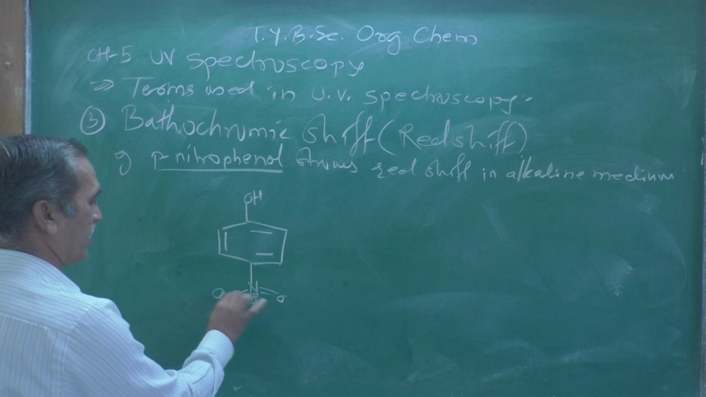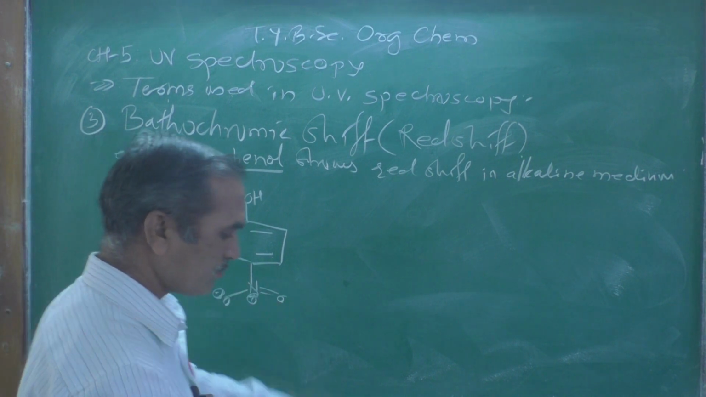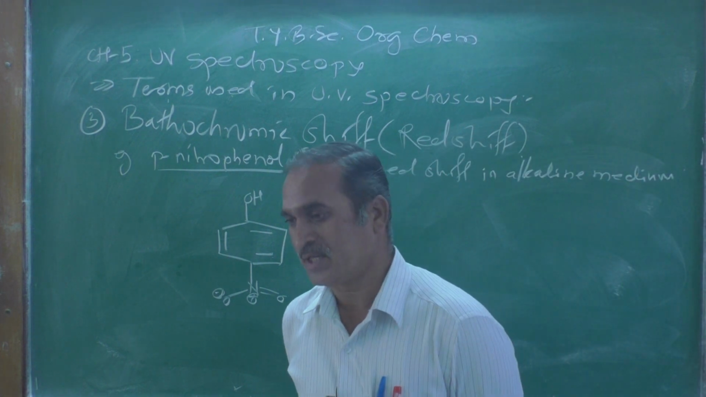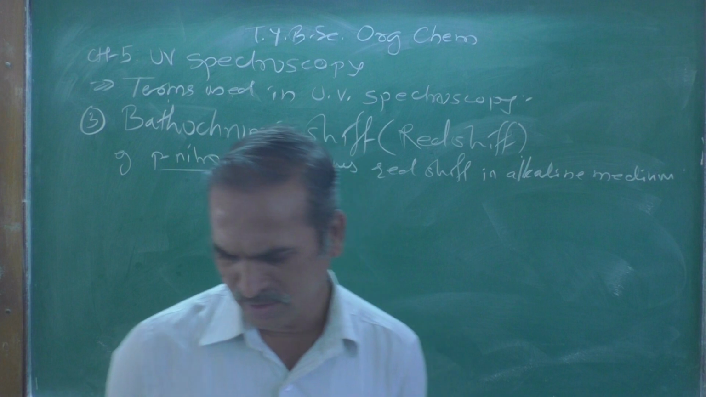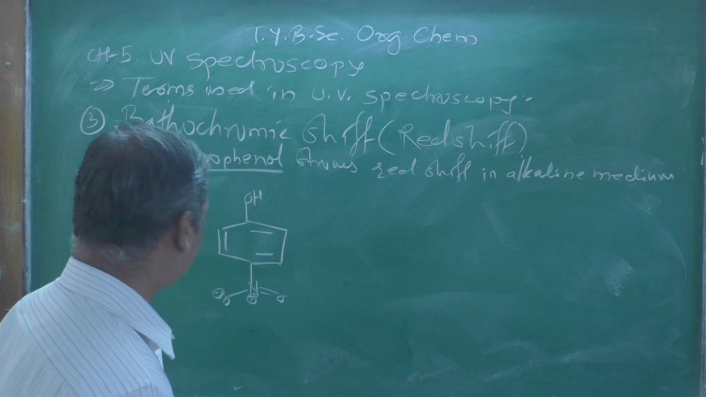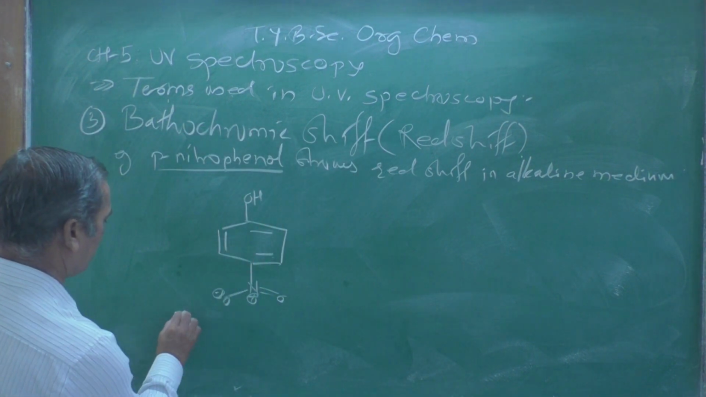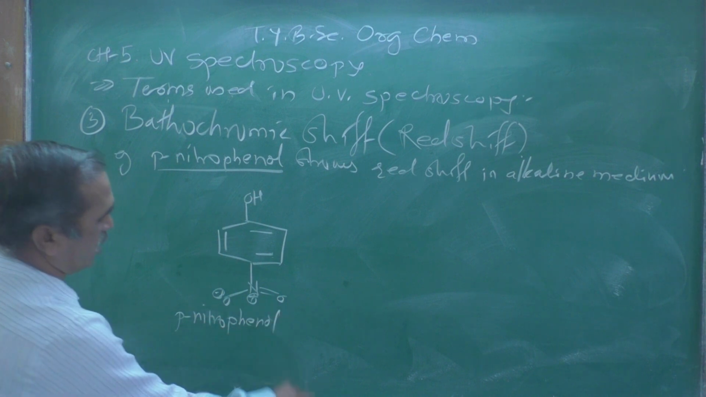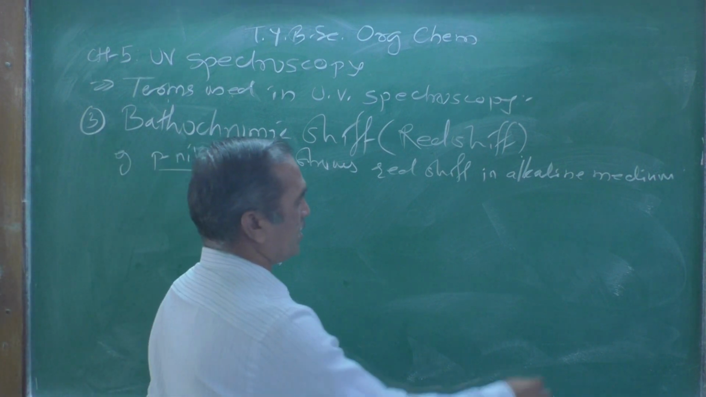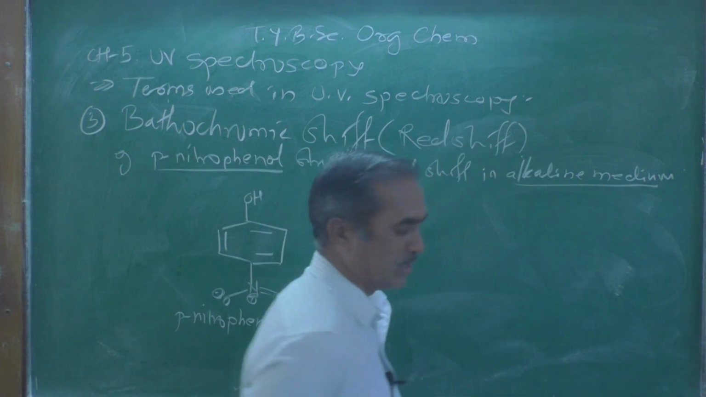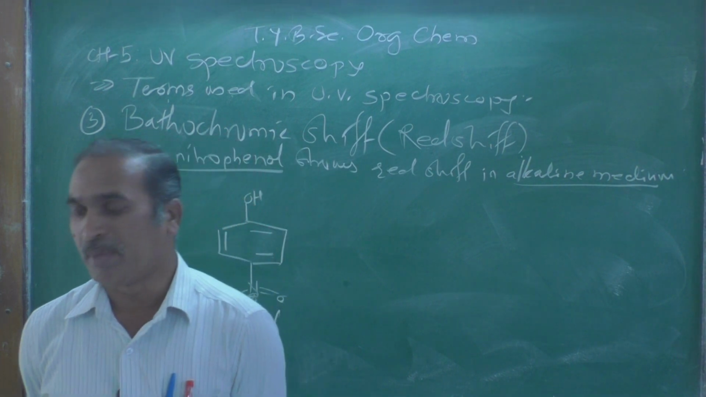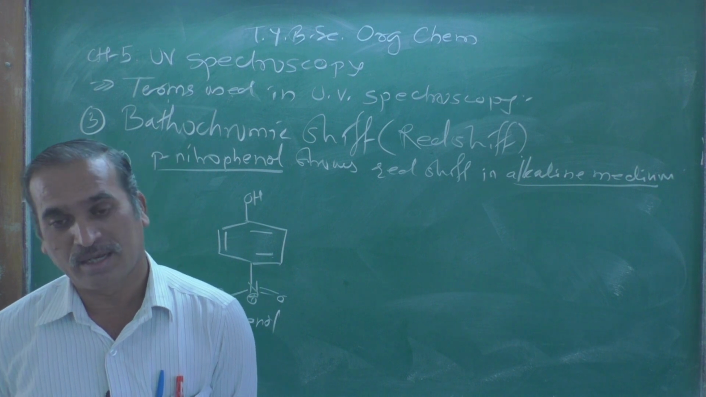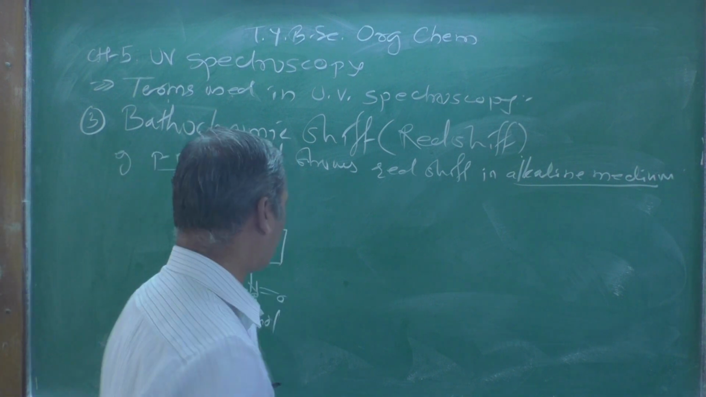Generally NO2 we are writing here, and this is the way of representing the nitro group. This is the structure of para-nitrophenol. Now, alkaline medium. Alkaline medium means whether it is acidic medium or basic medium. Alkaline means basic medium. Very good.